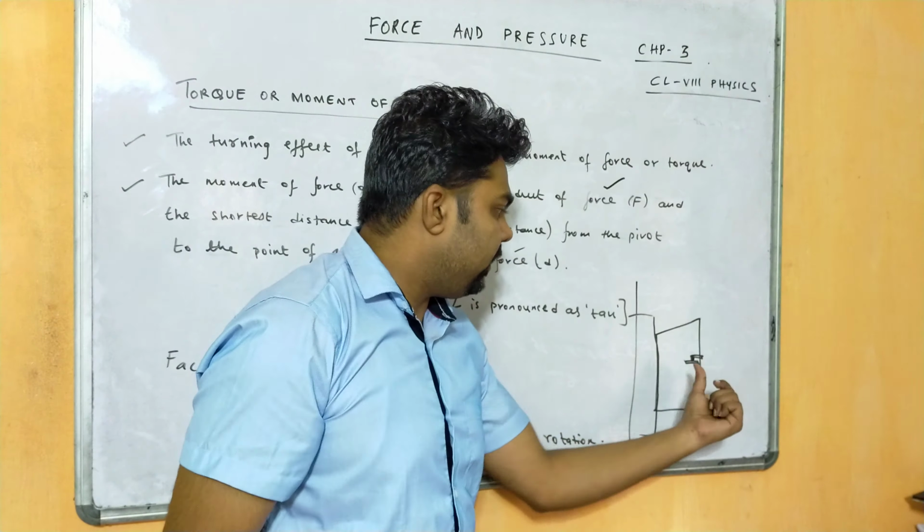In order to open this door, if you apply a force very close to the hinge, that means the pivot or the axis of rotation, the distance from the point of application is very small, so you need to apply more force. It will be difficult to open the door. But in the other case, if you apply a force at a far distance from the hinge, then you need to apply less force. That means the moment of force in this case will be maximum, and in the other case it will be minimum. Whenever the moment of force is maximum, it will be easier to open or rotate the door, right? But if the moment of force is less, it will be difficult for you to open the door, right?